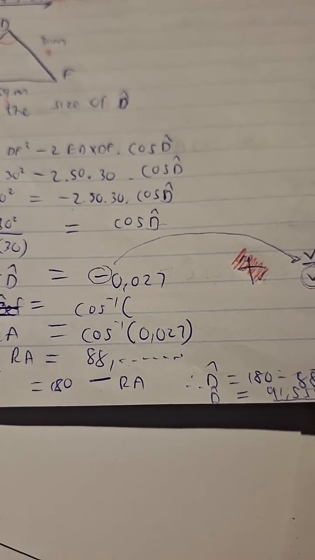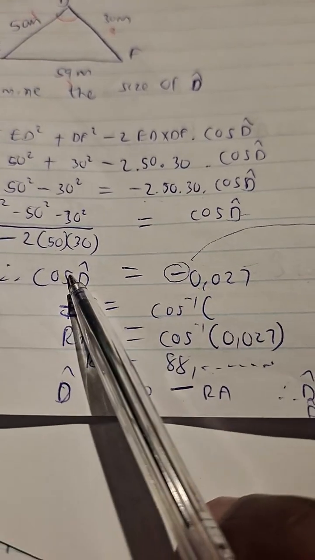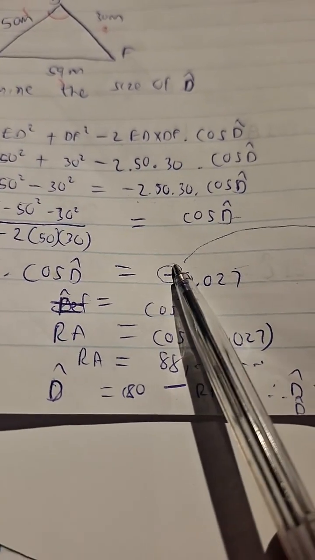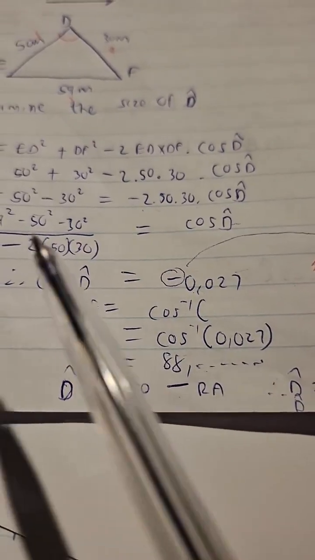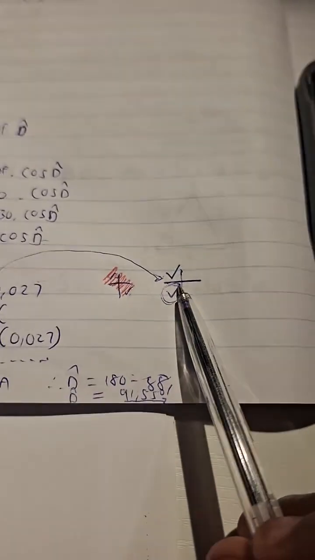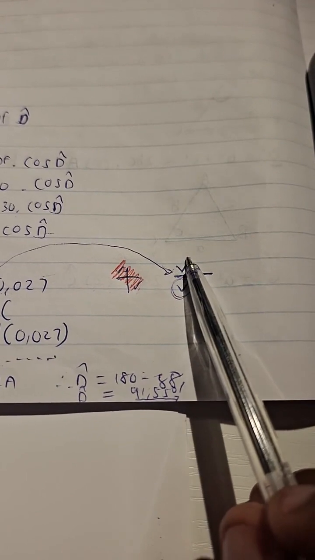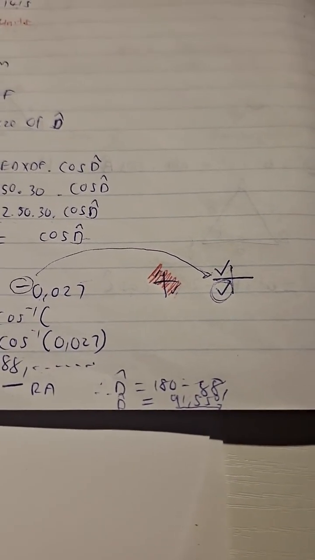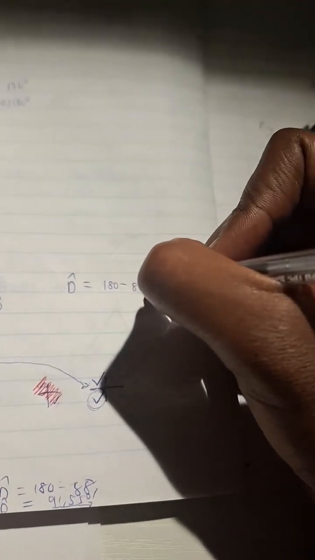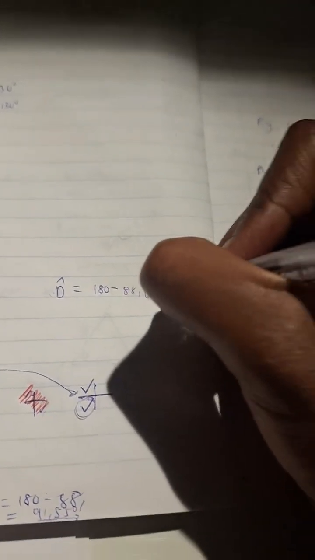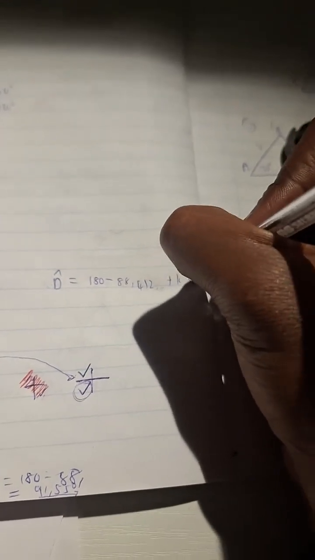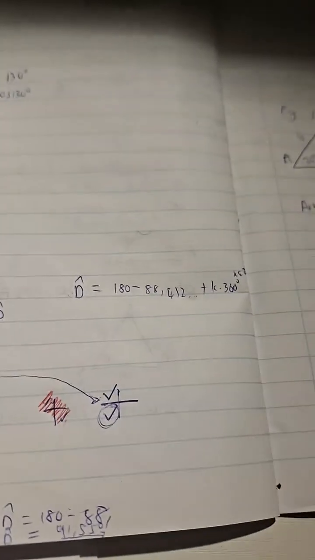My English students will know these types of rhetorical questions. That negative tells us where cos is negative. Yes, thank you very much. That's why I ask myself, where is cos negative? And I tick the second and the third quadrant. So if I'm going to write my general solution, I can say angle D is equal to 180 minus the reference angle 88,452 plus K 360, where K is an element of integers.